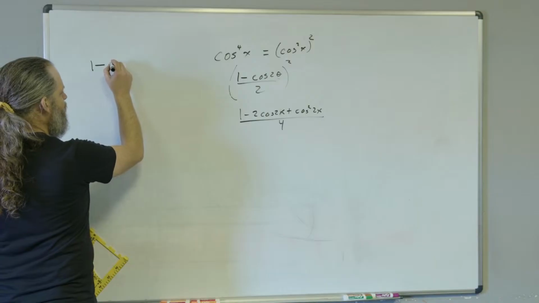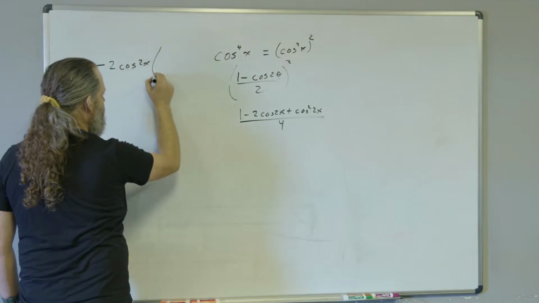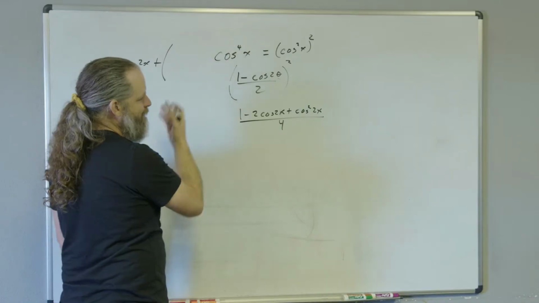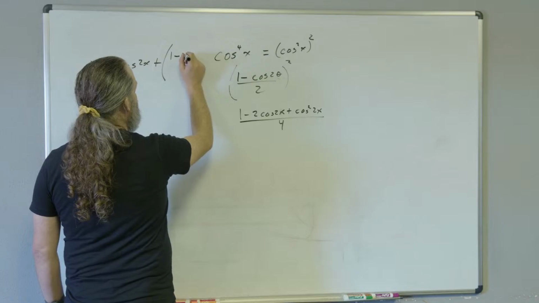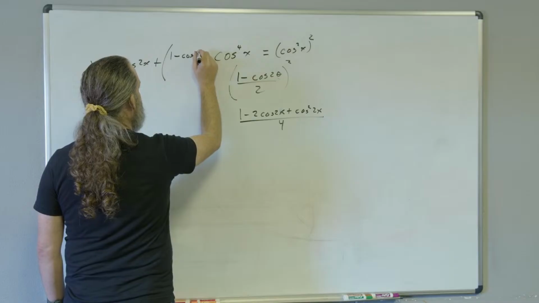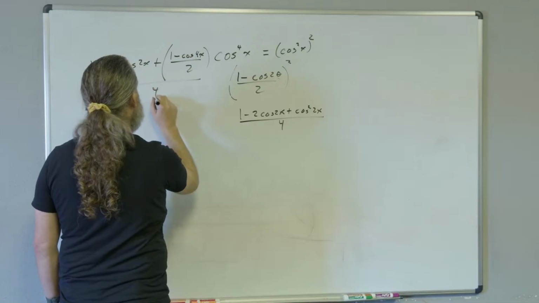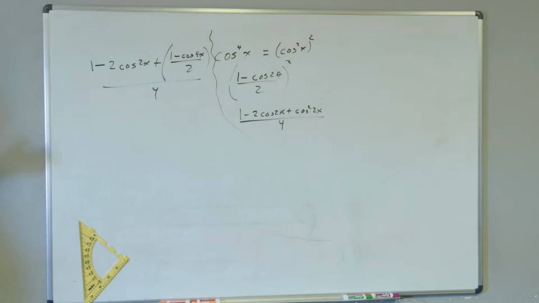1 minus 2 cosine 2x times, no, stop, plus times, in parentheses, you get the idea. 1 minus cosine 2x, no, 4x, 2 times 2 is 4, over 2, all over 4. This is where we are. We've met the criteria, but it's ugly. So we've got to unuglify it, and then we're done.